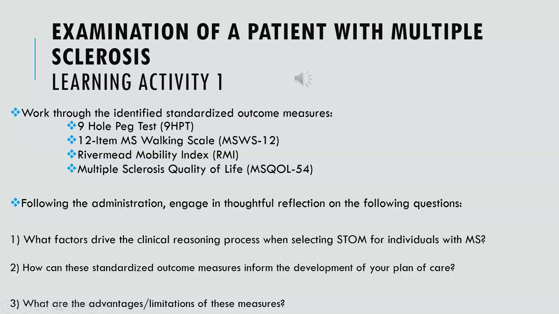This podcast is going to discuss 4 standardized outcome measures that we touched on in our lecture on patients with MS. We will review the 9-hole peg test, which certainly has indications for patient populations outside of just patients with MS, the 12-item MS walking scale, the Rivermead Mobility Index, which also has indications for patients other than those with MS, and then finally the Multiple Sclerosis Quality of Life tool.